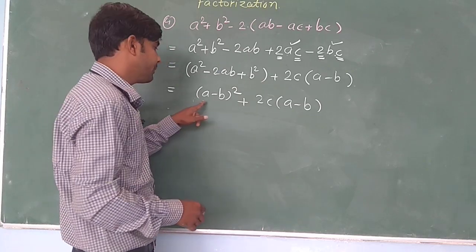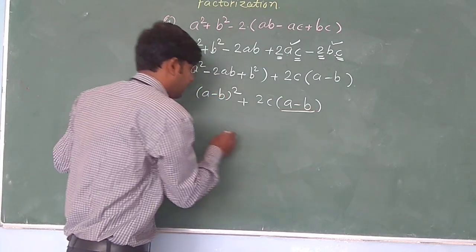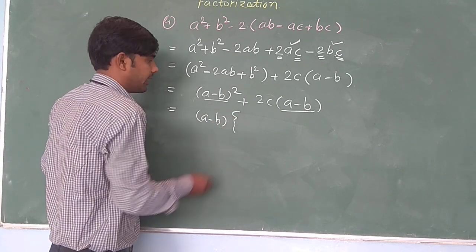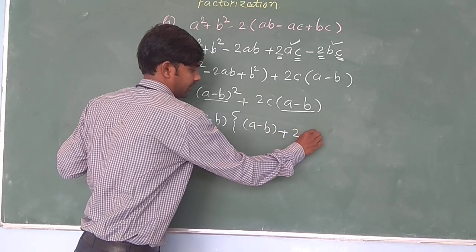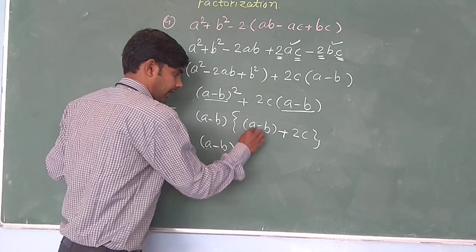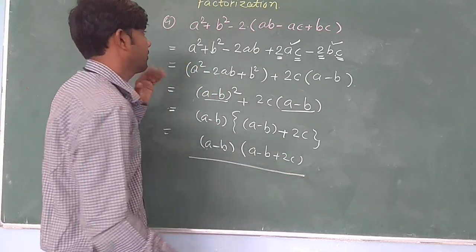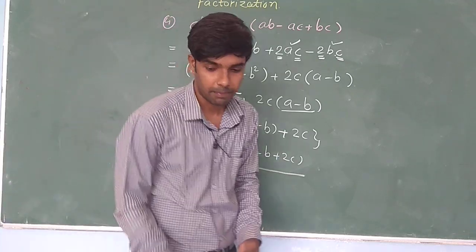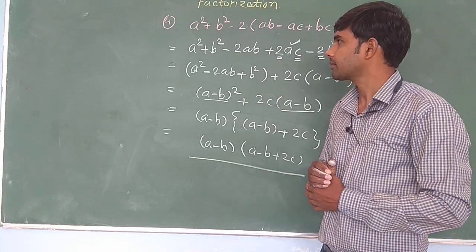Again, I have told you that (a minus b) bracket square means a minus b multiplied by a minus b. So we take a minus b common from both terms. The remaining terms are a minus b plus 2c. So we remove the bracket, a minus b as it is, and here a minus b plus 2c, and these are the factors of the given algebraic expression. The first factor is a minus b, and the other factor is a minus b plus 2c. Got it? So pause the video and write down the solution.